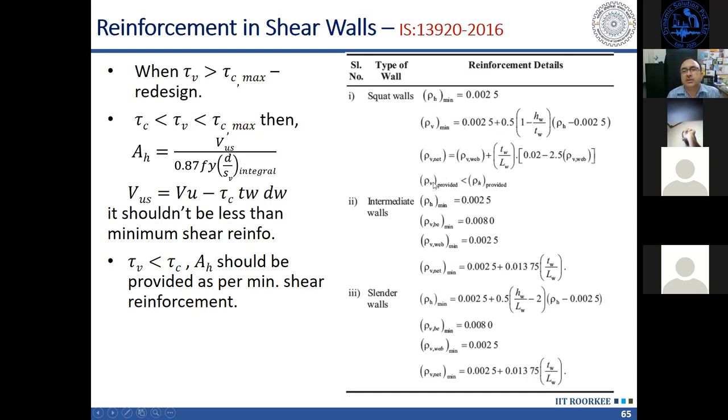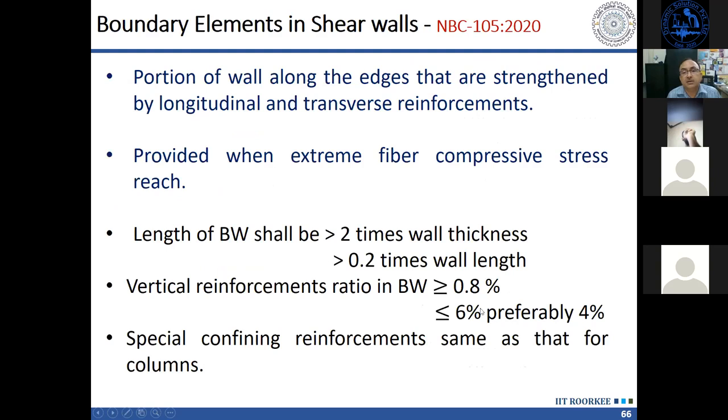Okay. Then we have the boundary elements. So rho V in the boundary elements is 0.8%. It is there in NBC also. So 0.8% is the limit which was given in IS 456 for columns. Now NBC has changed this limit to 1% in the column, but it has continued with 0.8% in case of the boundary elements of the shear wall.